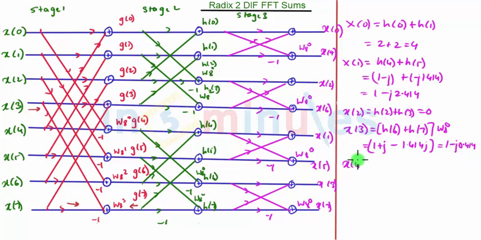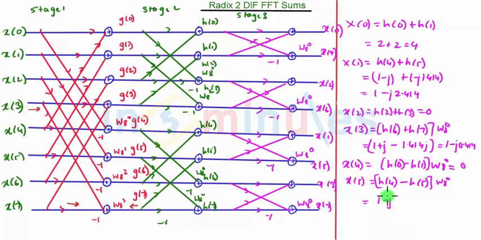X of 4 is equal to h of 0 minus h of 1 multiplied by w raised to 0, but h of 0 minus h of 1 is 2 minus 2, that will turn out to be 0. X of 5 is equal to h of 4 minus h of 5 w raised to 0, that would be 1 minus j plus j 1.414. So the answer is 1 plus j 0.414.